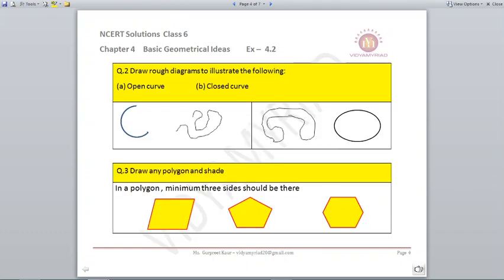Question number 2, you need to draw rough diagrams to illustrate the following: open or closed. For open, you can draw any shape in the form of lines or curves, but the endpoints will not meet together, whereas in closed you can draw any shape. There should not be any opening left between the points, they should be joined. Question number 3, you need to draw a polygon, and you know a polygon needs minimum 3 sides and you need to use line segments only, so you can draw any such shape for a polygon.